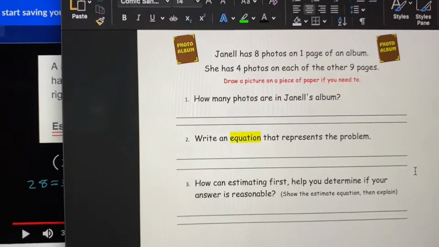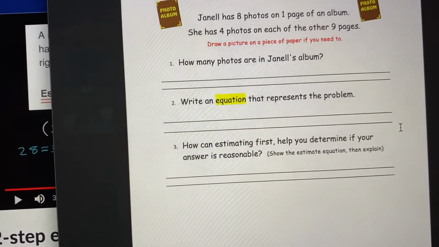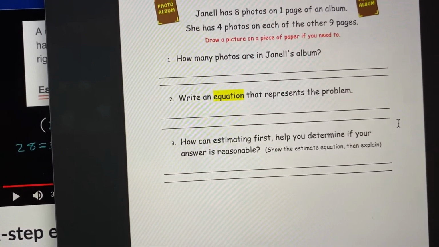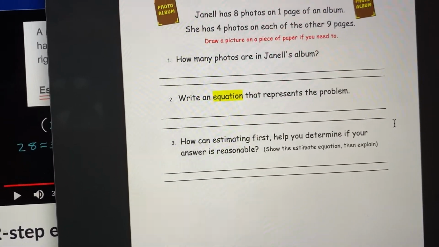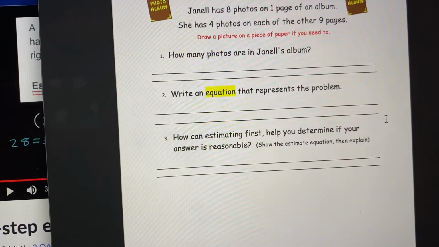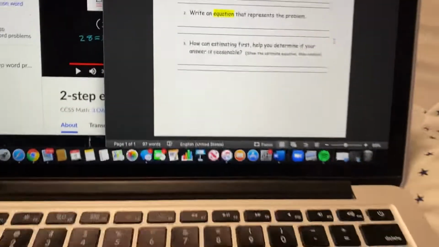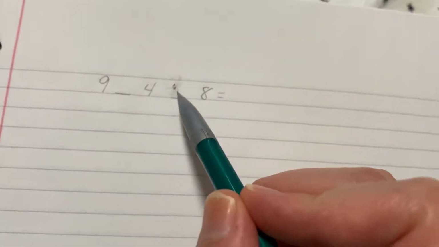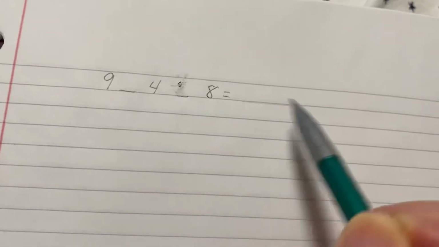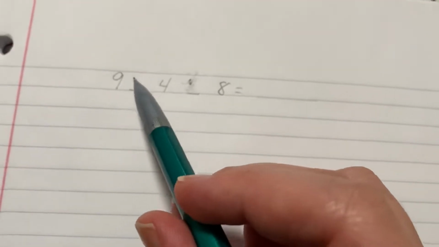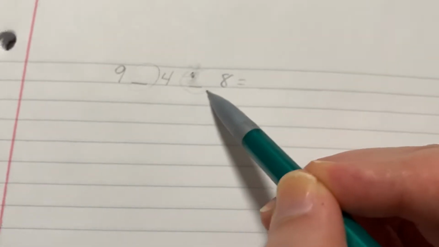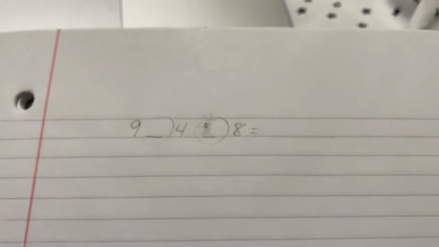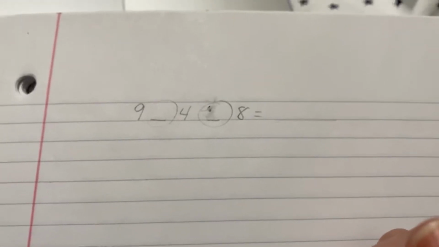I will even help you and show you what it should look like. I won't give you the answer, but I will show you what the problem should look like. So this is what I was talking about. 9 blank what? Blank 8 equals the answer. Okay? So what symbol goes in here and what symbol goes in here? And remember, you can put parentheses and decide which problem you need, which number should be solved first.